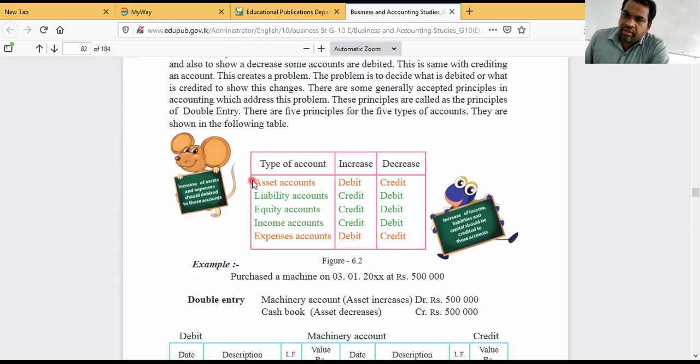Actually, this is the foundation for accounting. You should correctly identify these 5 principles. If I repeat the same thing, in your ledger we can have these 5 types of accounts. Out of these 5 types of accounts, number 1, asset accounts, and number 5, expense accounts, have got the same principle. That is, when there is an increase in assets and expenses, we have to debit to the relevant account. When there is a decrease in asset and expense accounts, we have to credit to the relevant account.